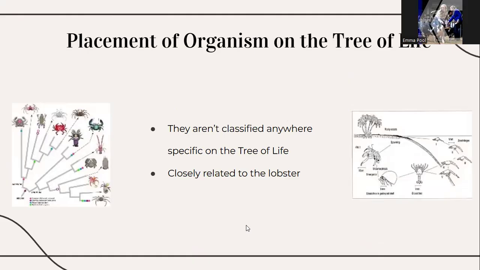And then the placement of the organism on the tree of life. So they aren't really classified anywhere specific on the tree of life, but they are closely related to the lobster. Now, I couldn't exactly find any of this information. So, from what I could find, this is what I gathered, that they were closely related to the lobster. So, if you see it on a cladogram, the branch should be close to where the lobster is.